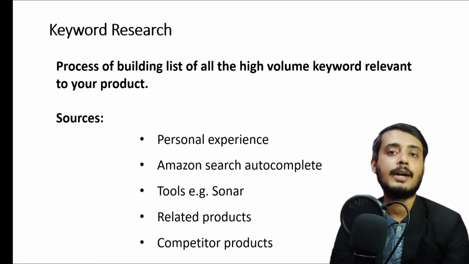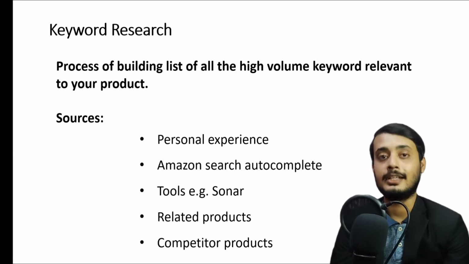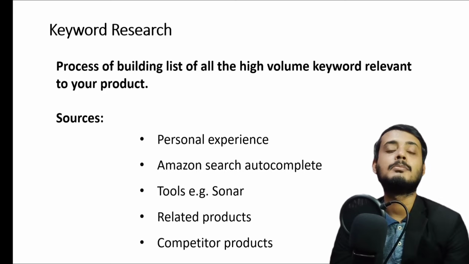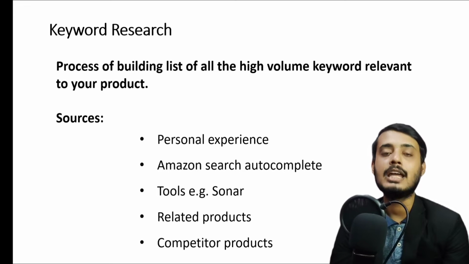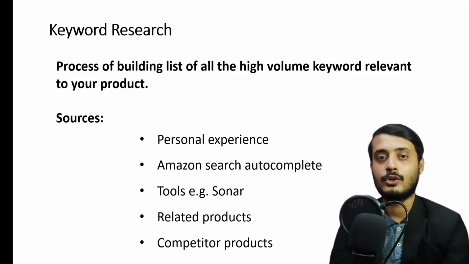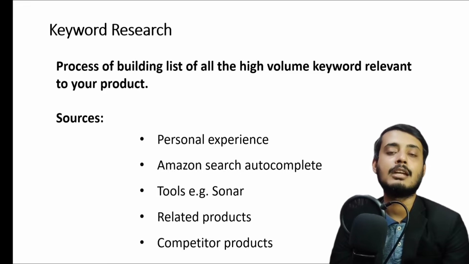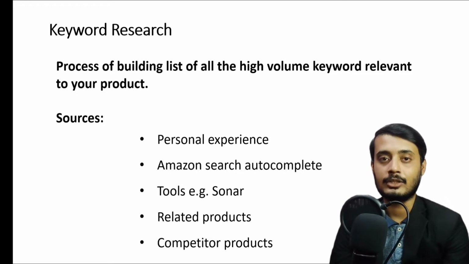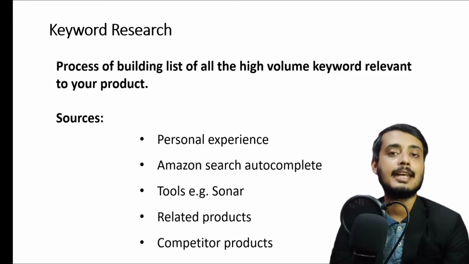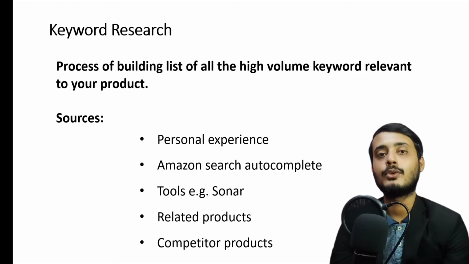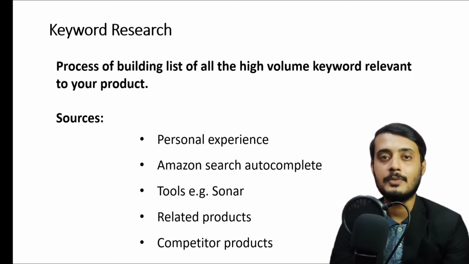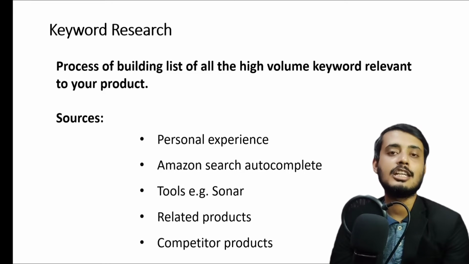So how do you find the right keywords to include in your listing? Keyword research is the process of building a list of high volume keywords relevant to your product. These keywords can then be included in your product listing content, and so the product stands a chance of appearing for that search query. There are a number of sources which can be used to generate keywords. The first is personal experience.